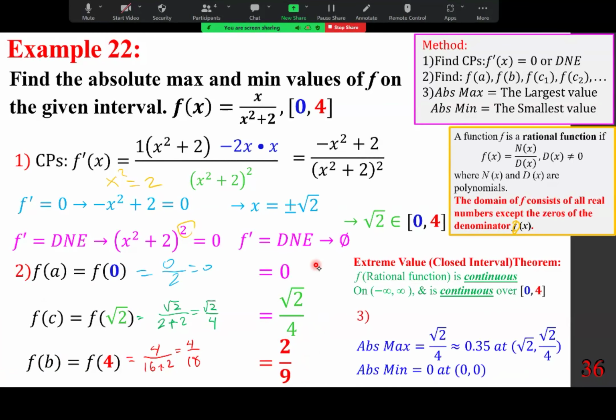So we write absolute max square root of 2 over 4, which is almost 0.35, at square root of 2, comma, square root of 2 over 4, and absolute min is 0 at 0, comma, 0. By the way, this is precisely 0.2 bar, just in case anybody is interested.